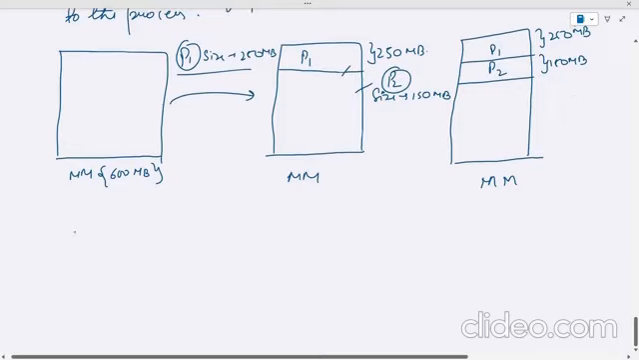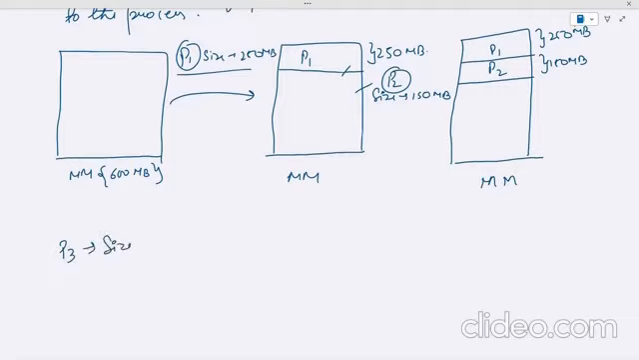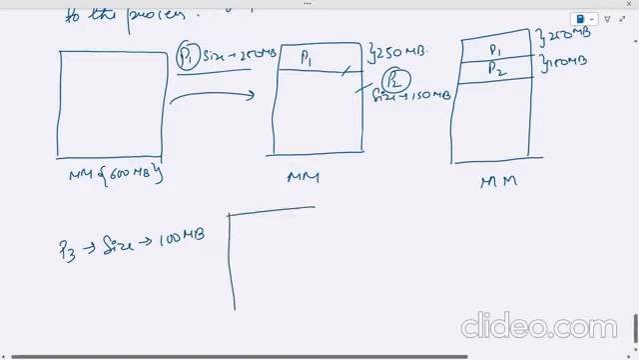And let's say the third process, P3, comes, and the size of the process is 100 MB. What's the total size? 250 and 150, so 400 MB is already occupied. Now the space left is 200 MB. Now P3 is a process which needs 100 MB of space. What happens in this case?